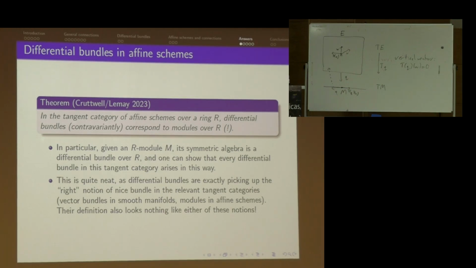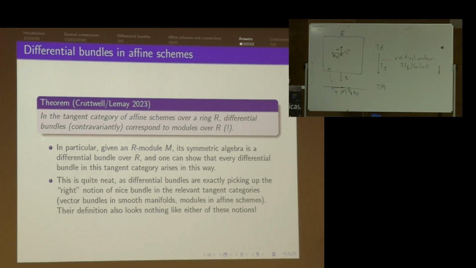In the tangent category of affine schemes, differential bundles are exactly the opposite of the category of modules over R. Which really surprised me, because this condition about the vertical bundle doesn't seem to have anything to do with it. It gives the right notion with manifolds, and here it's also giving the right notion in algebraic geometry, namely modules opposite.